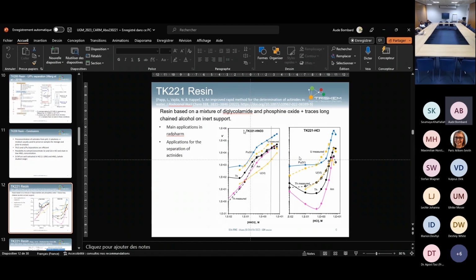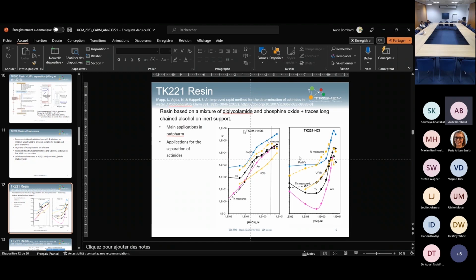The next resin is the TK221 resin. So this resin is based on a mixture of diglycolamide and phosphine oxide, plus some long chain alcohol on an inert support. The main applications are for rare earths, but there are also some applications for the separation of actinides. And these graphs are coming from a publication by Pappas, Vajda and Apple from last year, showing the distribution coefficients of different actinides on this resin in nitric acid and HCl medium.